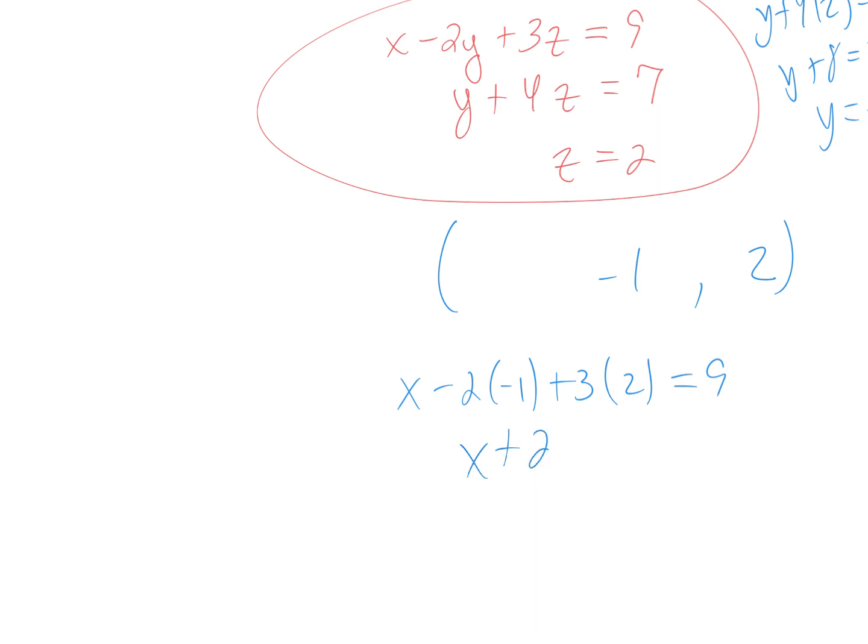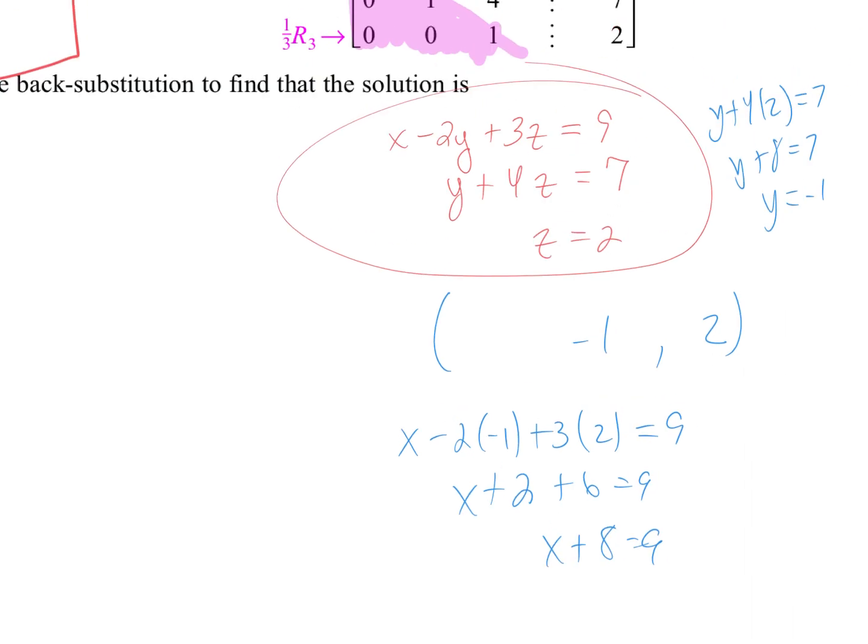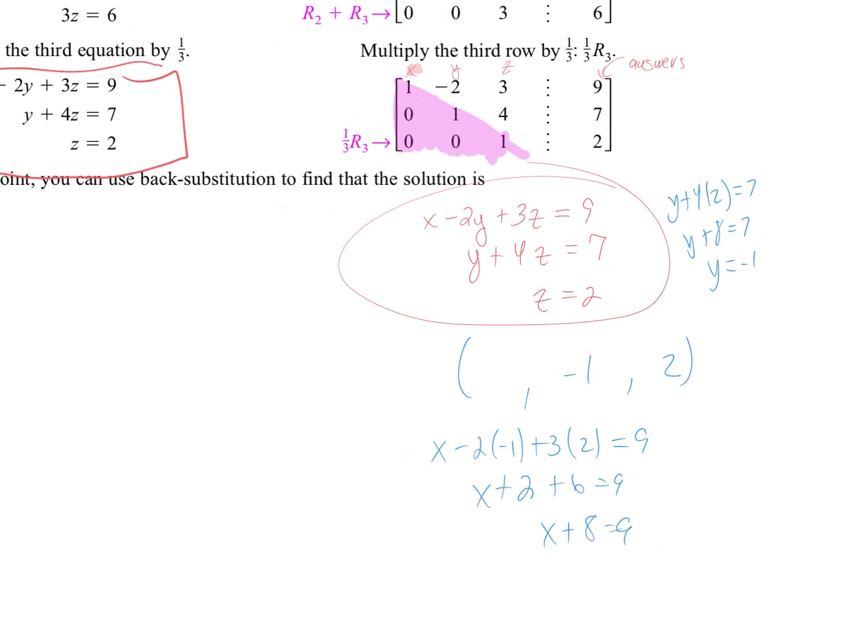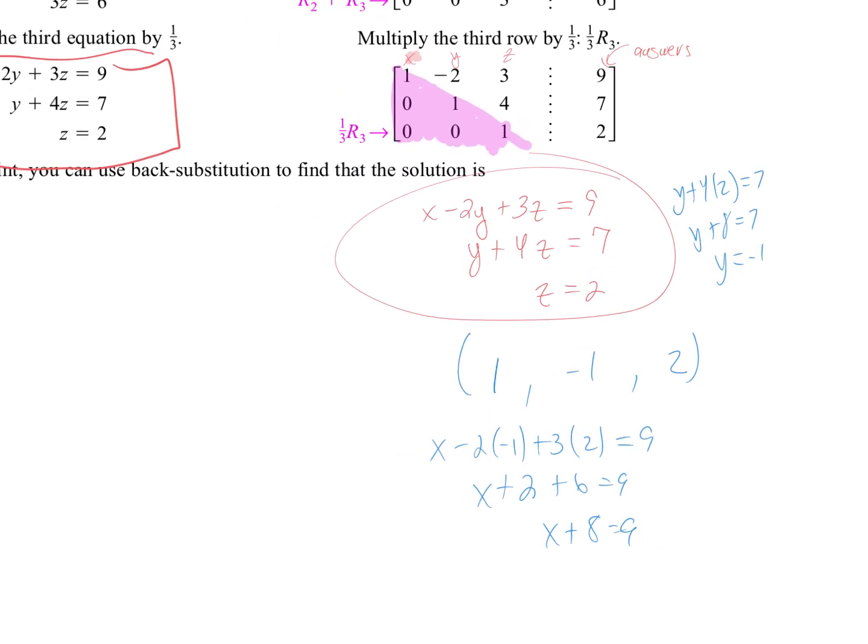Negative 2 and negative 1, right? Plus 2 plus 6 equals 9. So x plus 8 equals 9. What does x equal? What's x equal? Positive 1. So there's your ordered triple.